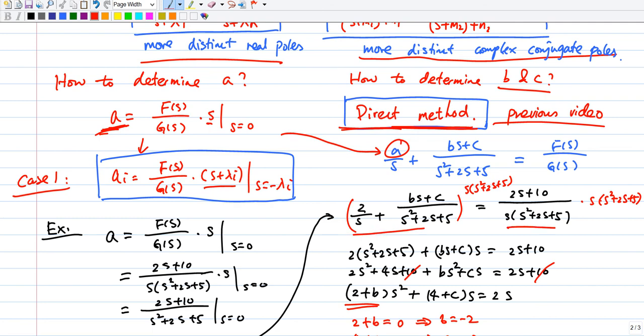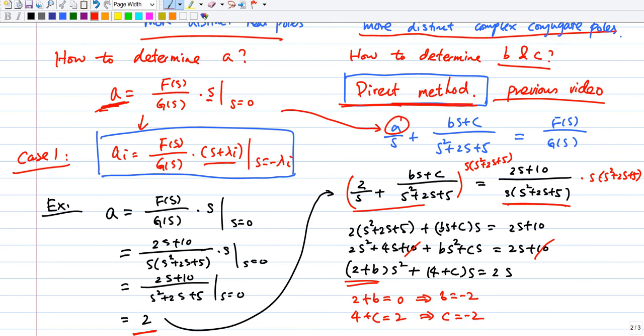And this should be equal to the original one, F(s)/G(s), right? Now I multiply both sides by s times (s squared plus 2s plus 5). I'm going to cancel out the denominator basically. Once you do that, you do this times the first one, you cancel out the s, the remaining term is this. Don't forget we have 2 over here. The second one, you cancel out the second one, but you have s. We have (Bs plus C) times s. This one, you cancel out everything, you have 2s plus 10, basically.